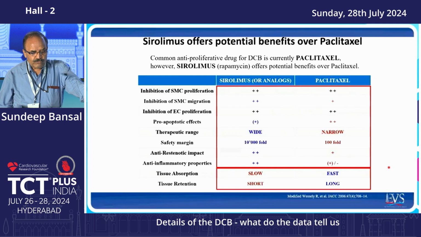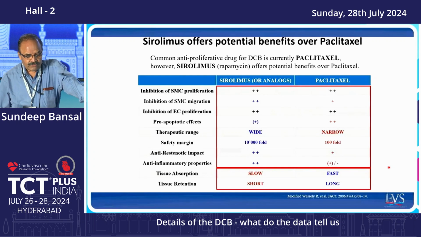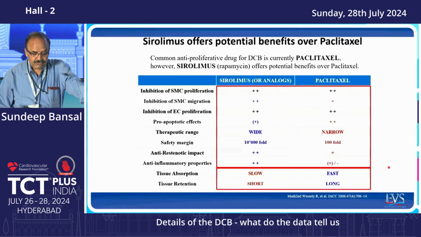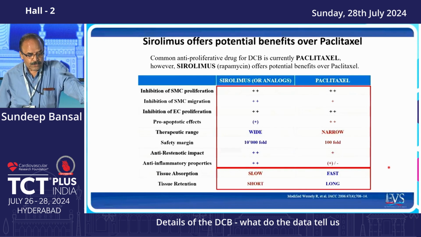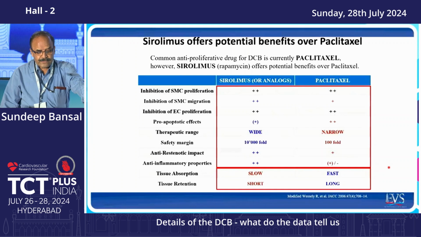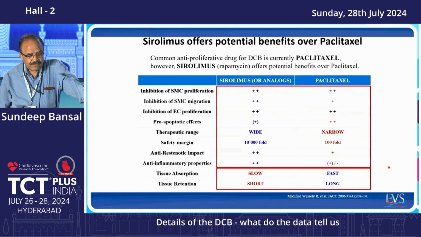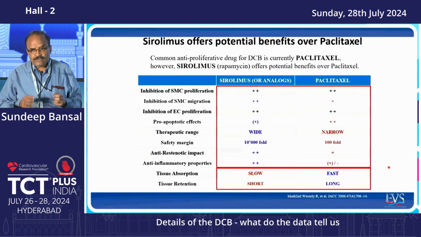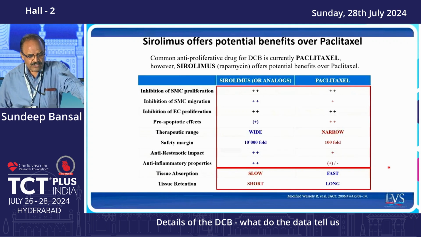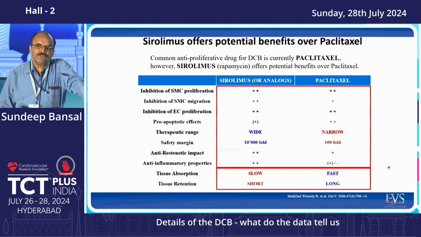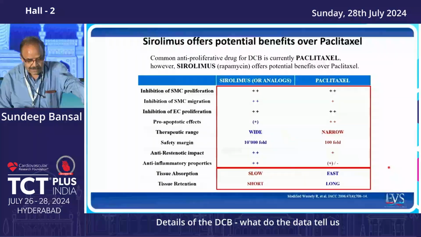Comparing the two, we find that sirolimus-eluting devices have a 10,000-fold safety margin. They have anti-restenotic and anti-inflammatory properties. But the problem with the limus drugs is that they have slow tissue absorption and short retention. What you actually need is that the drug in a drug-coated balloon gets absorbed very rapidly. It should stay for a certain period of time, which was the property of paclitaxel.